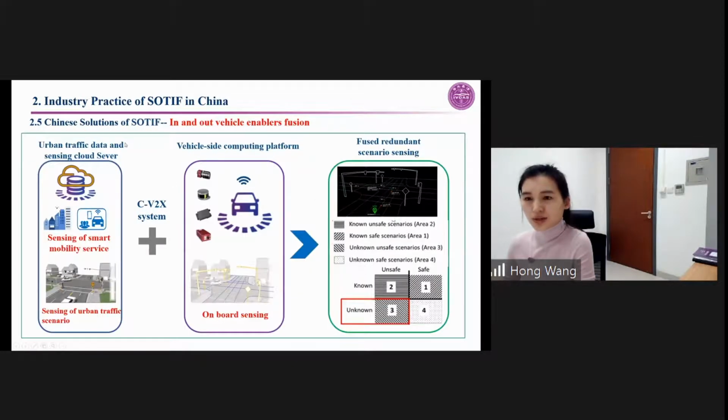We use in-vehicle and out-of-vehicle enablers and fuse them together to reduce redundant scenario sensing, to reduce the third area, the unknown and unsafe area, and to enlarge the first one. This is the general Chinese solution to overcome the SOTIF issue. The main goal is to reduce the third area and enlarge the first area of the traffic scenario. In this way, we can reduce or eliminate the SOTIF problem.